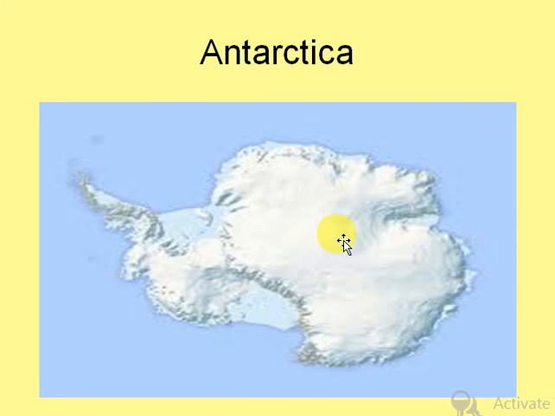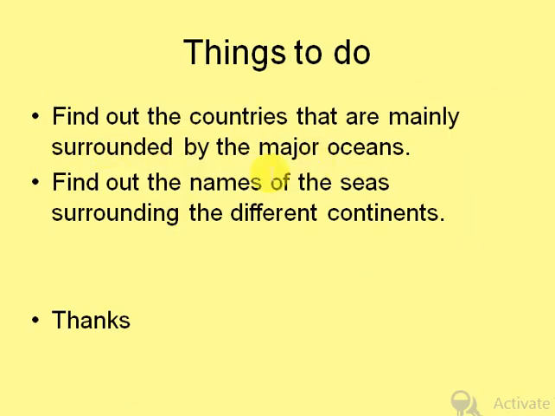So this was all about the continents. We discussed the lithosphere, the different continents, the 7 major continents. We discussed the isthmus and the strait. So at last, now you have a fun activity. Find out the countries that are mainly surrounded by the major oceans. Find out the names of the seas surrounding the different continents.